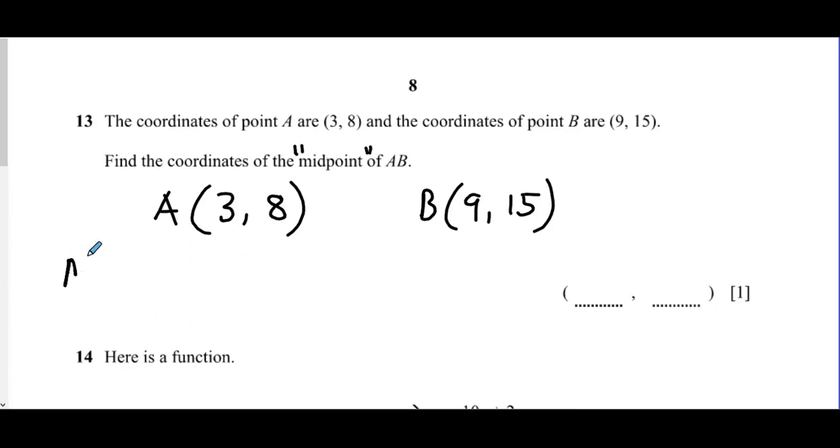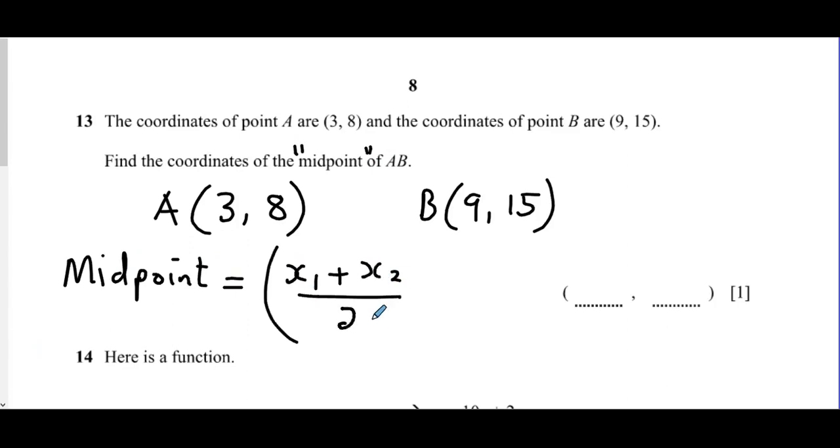The midpoint, by the formula, equals, in brackets, x1 plus x2, the answer you get divided by 2, put a comma, then y1 plus y2, the answer you get divided by 2. You may be wondering, what are these x1 and x2? What are these y1 and y2? You simply get them after you label these points A and B.